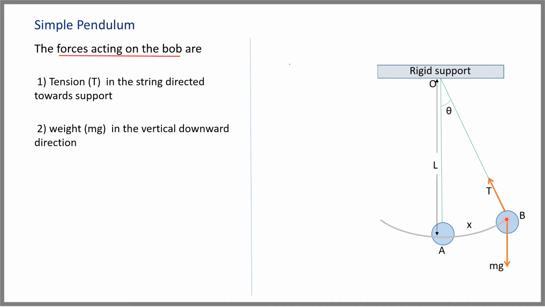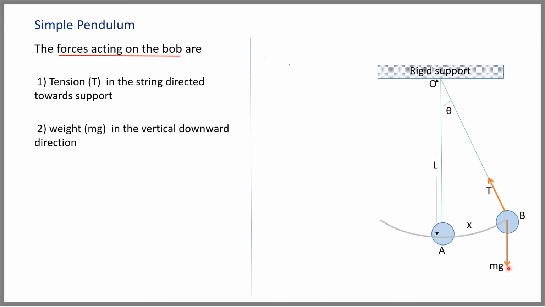So as we release the bob, we observe it start moving along this path. It moves to and fro about its mean position A. So none of the force is acting towards this point A, towards the mean position.